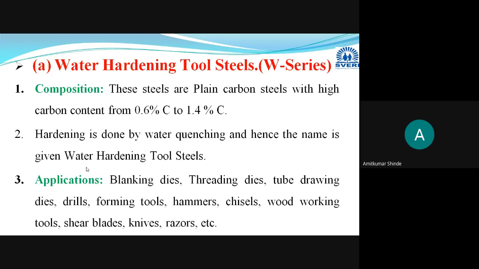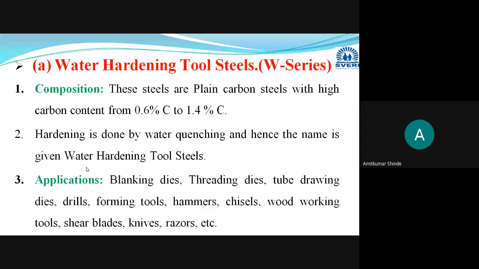Hardening is done by using water quenching. I will tell you in a short way what water quenching is. A metal or alloy is taken and heated in the furnace at higher temperature ranges, above 900 degrees Celsius, 900 to 1000 degrees Celsius. Then after that, the metal or alloy is taken and suddenly cooled, or directly dipped into the water. That will be termed as water quenching.